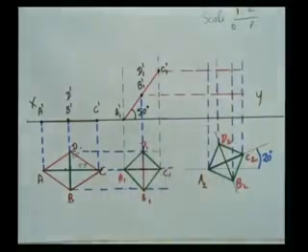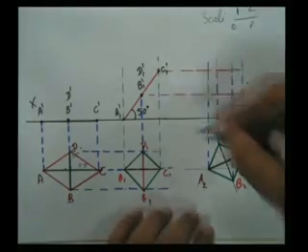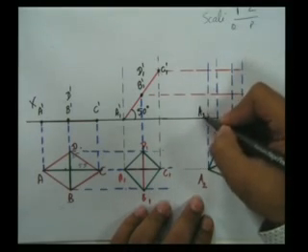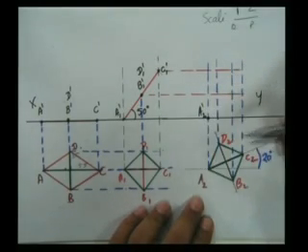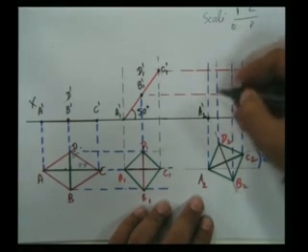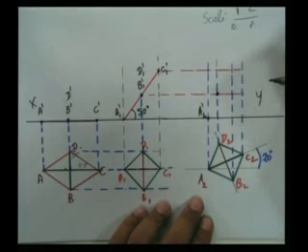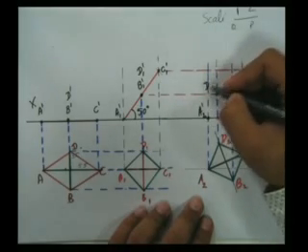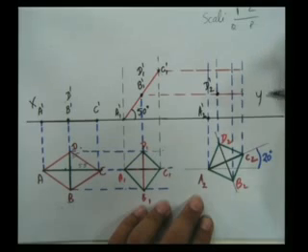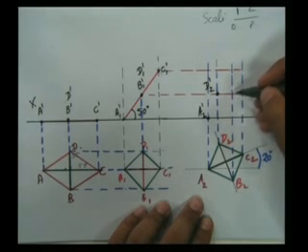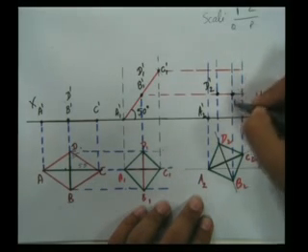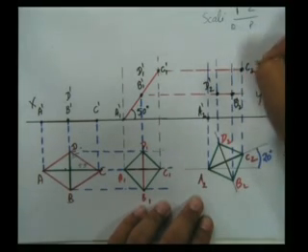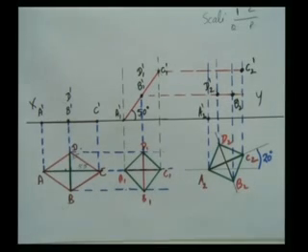Let's mark the points. A here, this is A2 dash. D, where is D? D is here, so this is D2 dash. B, B2 dash. C2, C2 dash. So let's connect them.